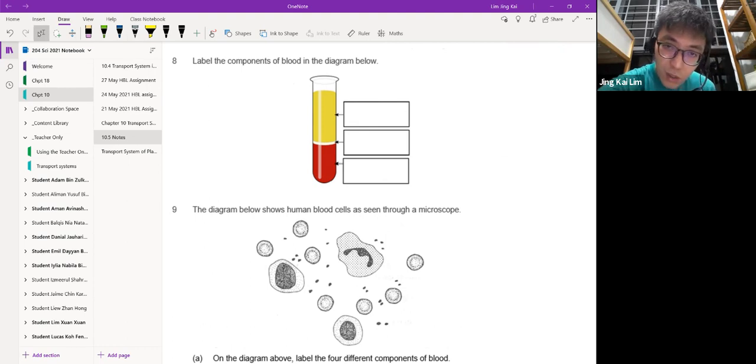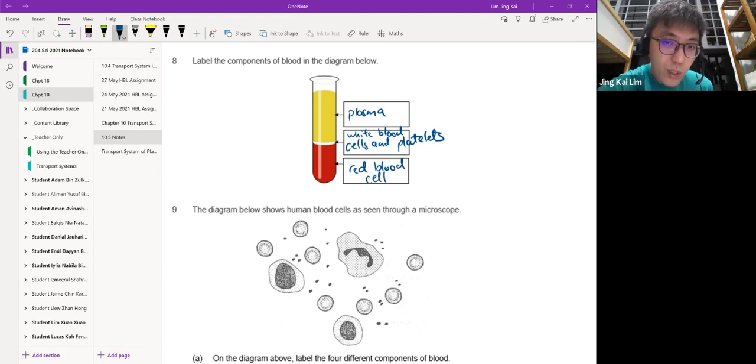number 8 here, plasma is forming the majority of the blood, while in the center here is actually the white blood cell and platelets. And last but not least, the red color thing would be the red blood cell. We cannot have too many white blood cells, otherwise it will be called a cancer, leukemia.